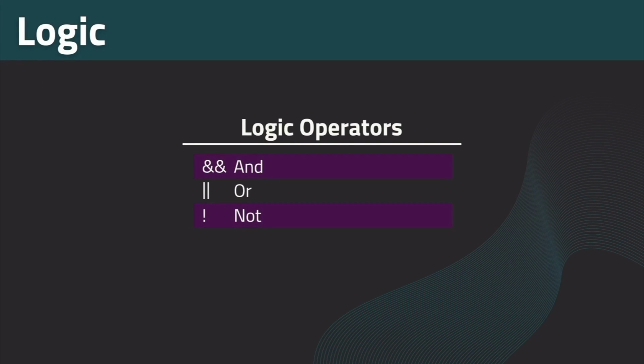Now we'll take a look at some logic operators. We have AND, which is 2 ampersands, OR, which is 2 bars. The bars are above the Enter key, below the backspace on most keyboards. And we also have NOT, which is an exclamation point, and that'll invert a value. So let's take a look at how to use those.